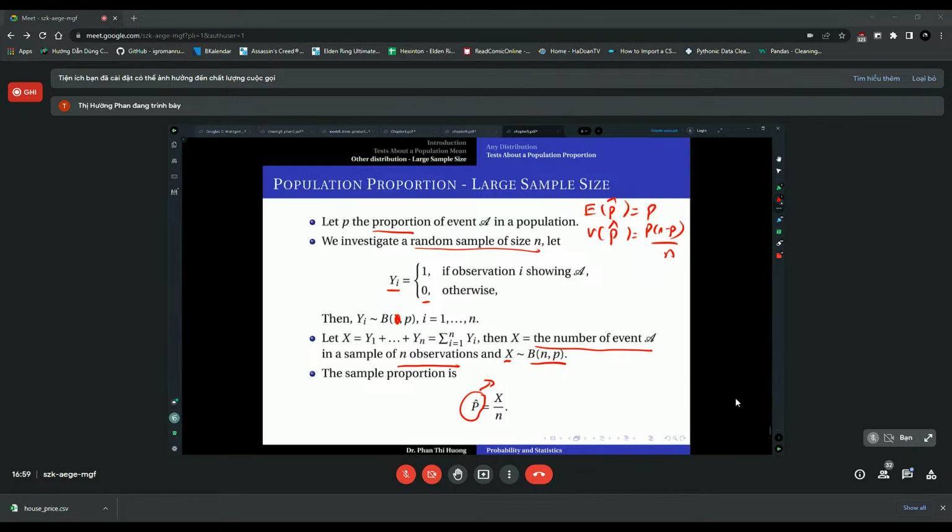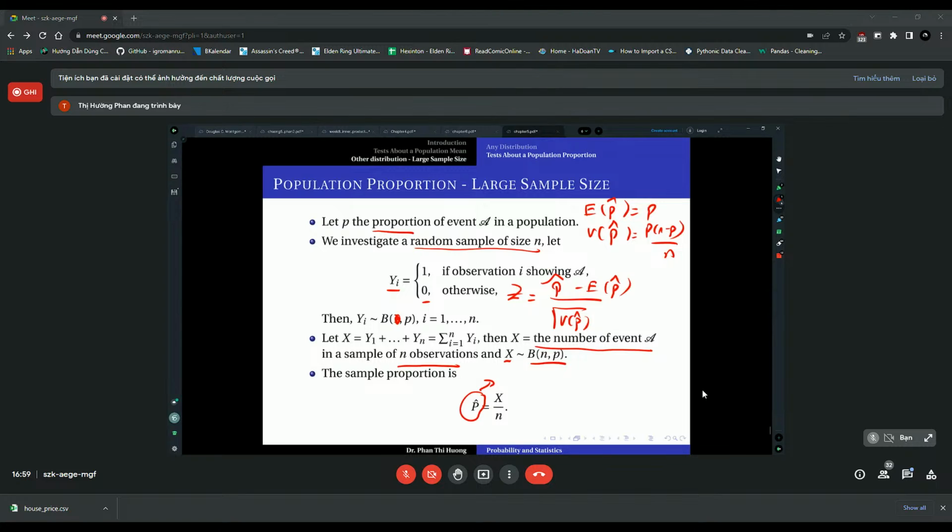Now, as we have done, to look for the test statistic, we standardize the point estimate. Let Z equal the standardization of any random variable. We consider this random variable minus its expected value, p hat, over its standard deviation, the square root of the variance of p hat. But now, what is the distribution of Z?